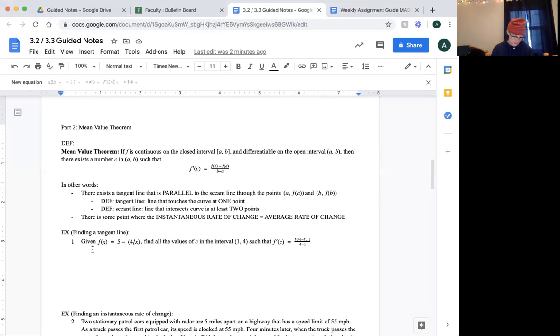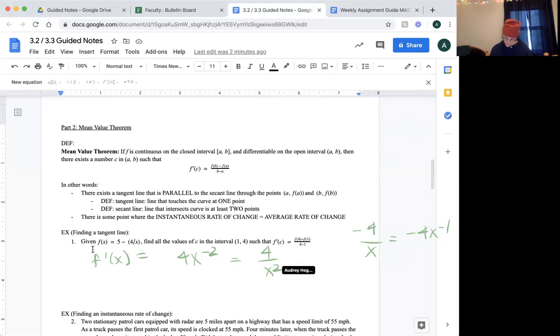Okay, so the first thing we're going to do is find our derivative. So f prime of x. The derivative of 5 is going to be 0. So we're finding the derivative of -4 over x, which we can rewrite as -4x to the -1. So that's going to be equal to 4x to the -2, which can be rewritten as 4 over x squared.